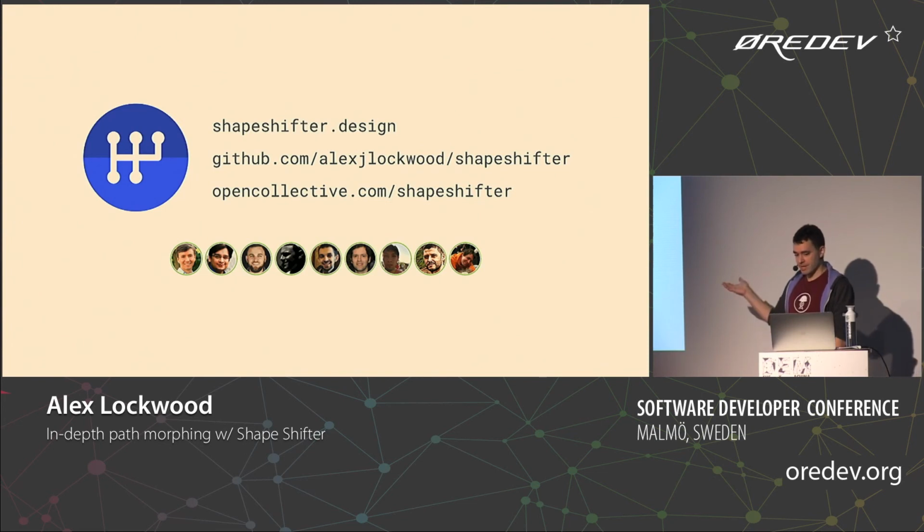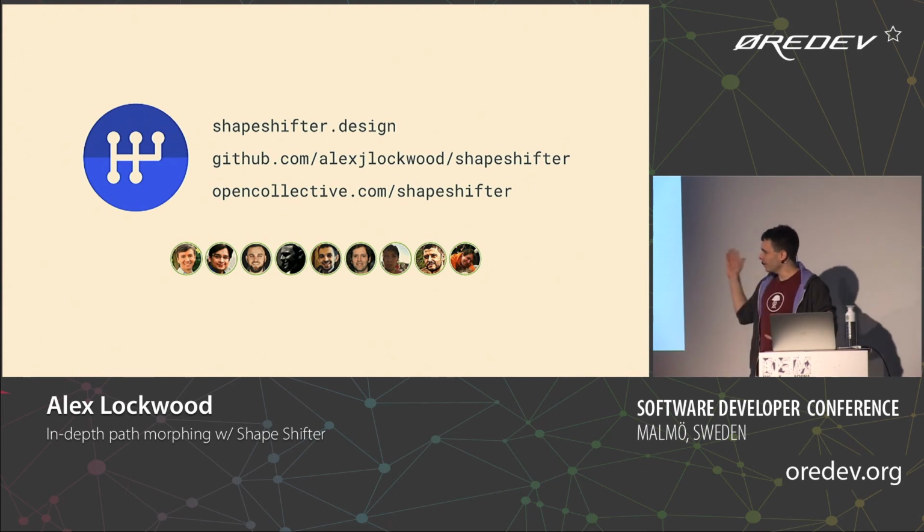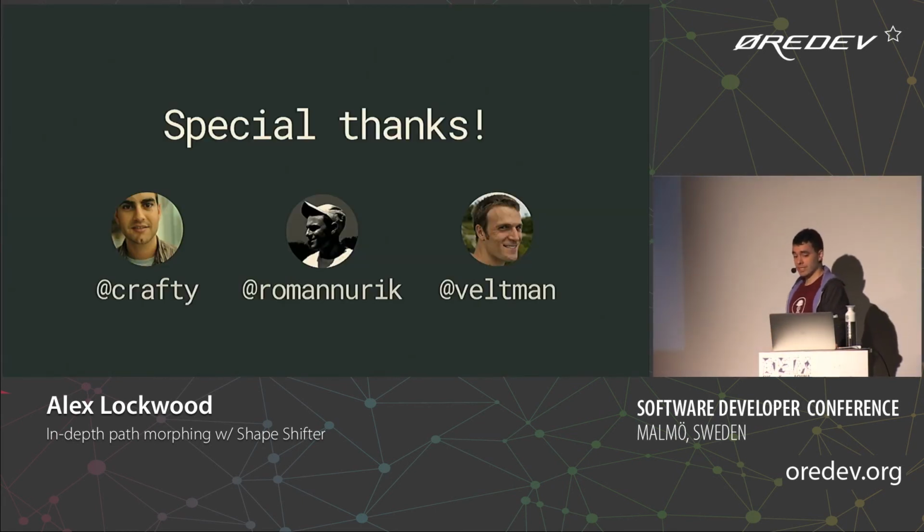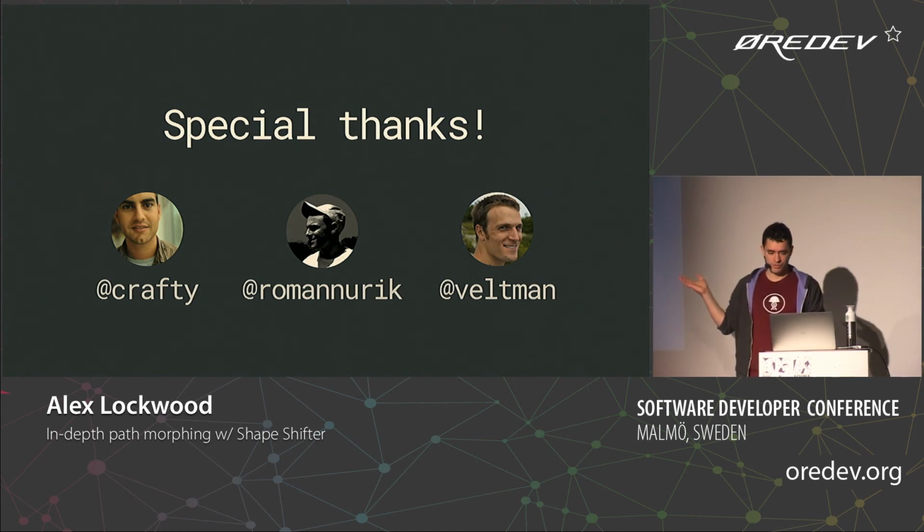So here's information about it. I mentioned earlier, shapeshifter.design. It's open source. It's on GitHub. You can check it out. There's an open collective page where you can donate if you want. Here are some awesome people who have donated so far. I think there are a couple others that I should add to this slide too. But thank you very much for that, by the way, if you're watching this on the video. So special thanks to these people who are awesome.